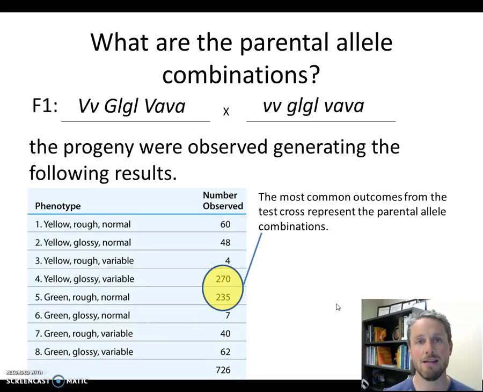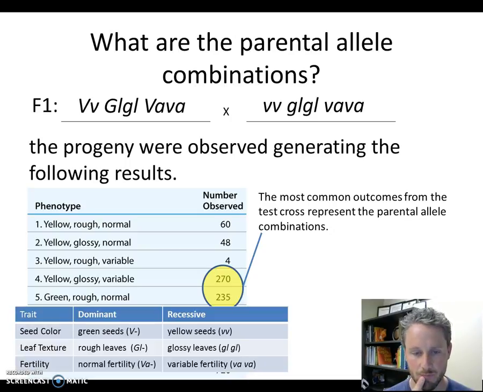So I'm going to put back in here the table showing the symbols that I was using for each phenotype. So again, for seed color, where it's either green or yellow, green is dominant, yellow is recessive, we're using V's. For leaf texture, rough is dominant, glossy is recessive, and we're using the uppercase GL or lowercase gl. And then for fertility, normal is dominant, variable is recessive, and we're using the uppercase VA or lowercase va.